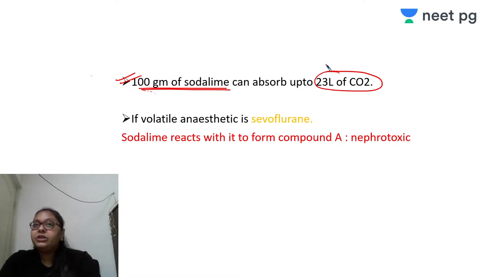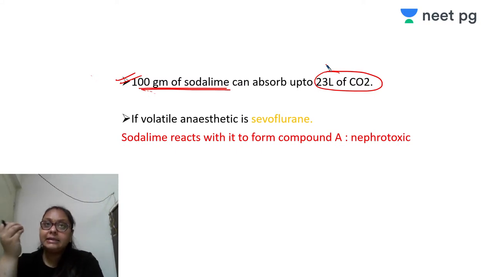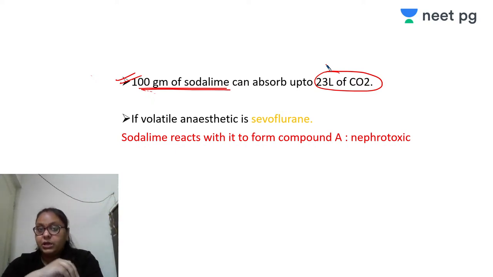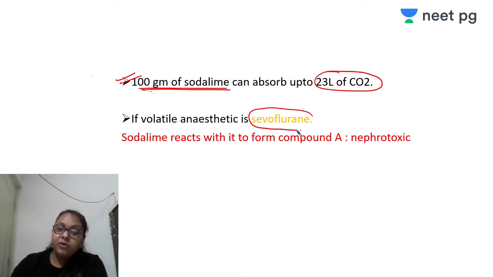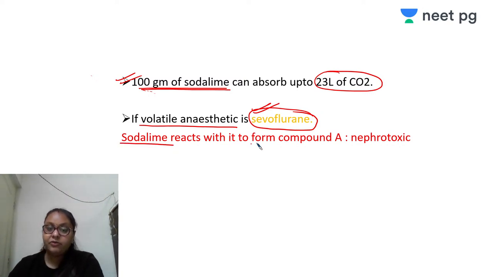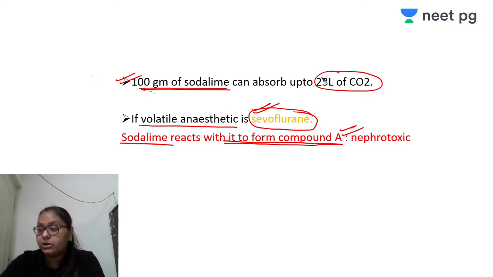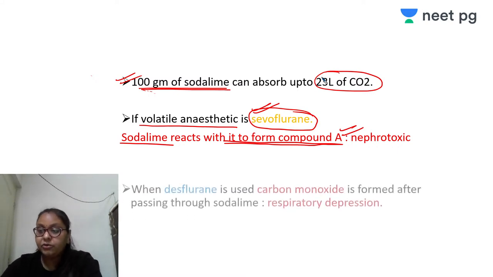One more thing which is asked in the exam is the volatile anesthetic agents which react with the soda lime. There are two volatile anesthetic agents which react with the soda lime when passed through it. If the volatile anesthetic is sevoflurane, the soda lime will react with the sevoflurane to form compound A, which is nephrotoxic.